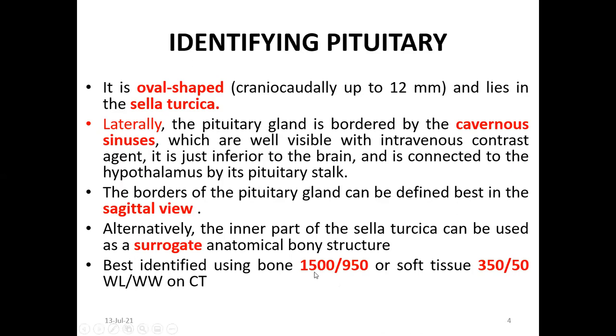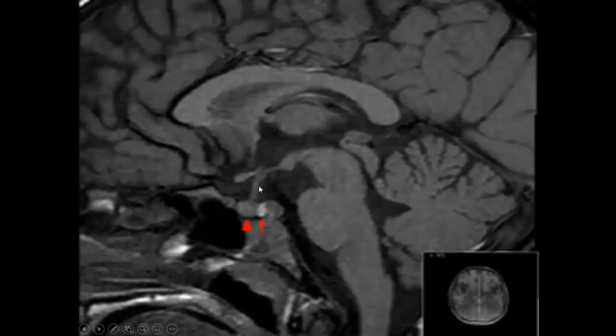You can best identify it using bone window level 1500 and width 950, and soft tissue window level 350 and width 50. If you see, this is the pituitary stalk, very nicely seen in the sagittal section. This is the optic chiasm, this is the pituitary gland, this is the sphenoid sinus, this is the clivus. So this is the pituitary fossa.